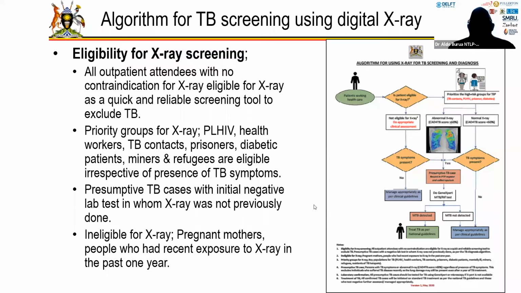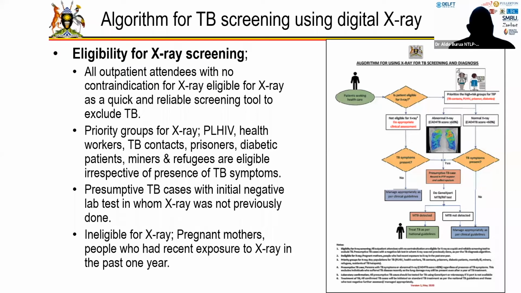And then in addition, the patients who are screened using symptoms and are found to be presumptive TB are first sent for a lab test. And so if the initial lab test is negative, those are the ones whom we send for X-ray. That is for those who are not in the priority groups, but they qualify to be presumptive based on symptom screen. If the initial lab test is negative, those ones are provided an X-ray test. So that is how we determine who should be accessing the X-ray services. And there are people who are considered ineligible for X-ray. These include pregnant mothers and people who had recent exposure to X-ray, especially in the last 1 year.